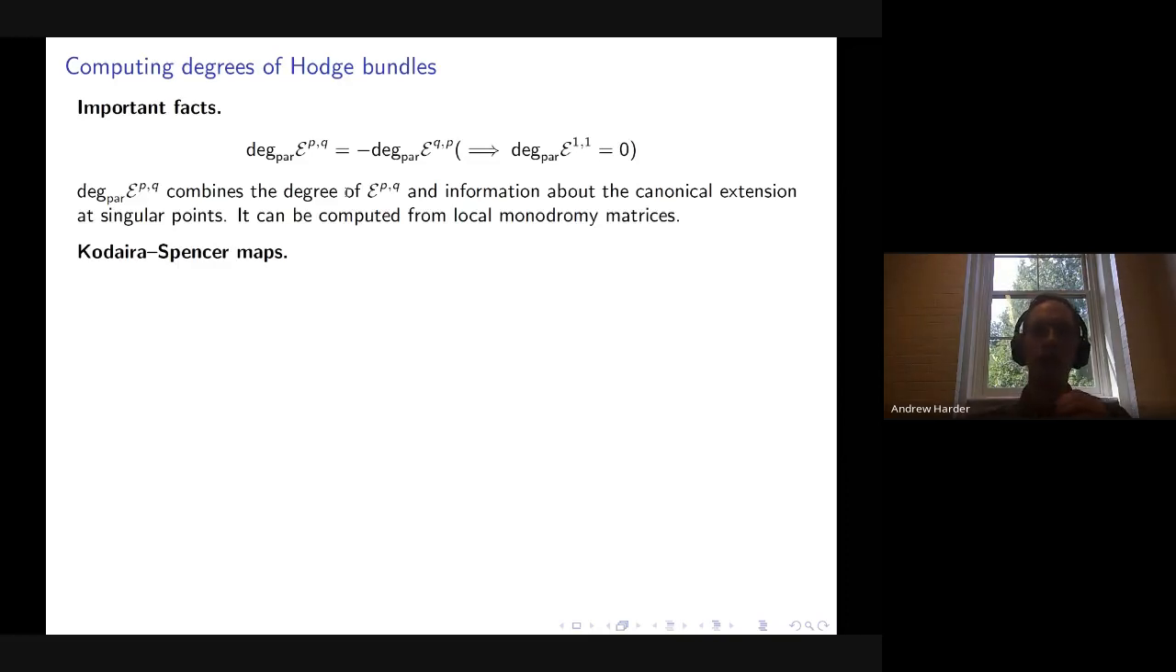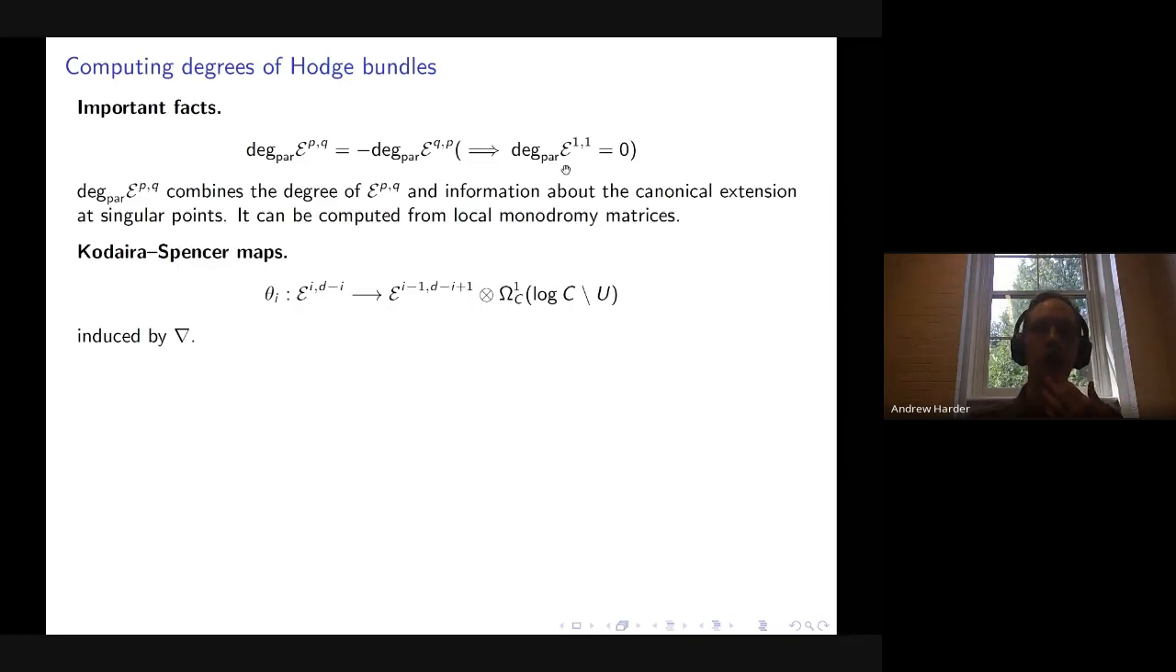Okay, so great. From this information, I can compute the degree of E11, but that's not quite what I wanted. I wanted the degree of E02. So in order to get the degree of E02, I study maps between E11 and E02, and this comes from what is called the Kodaira-Spencer map. Just by taking the Gauss-Manin connection nabla, I can get an induced map between these Hodge bundles E^{i,j} and E^{i-1,j+1}, right?